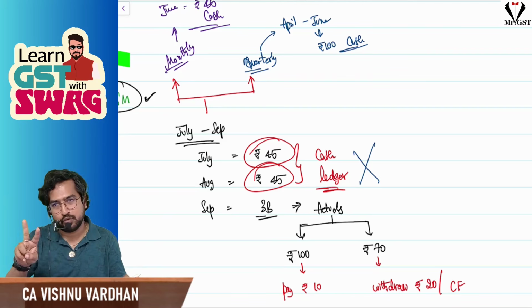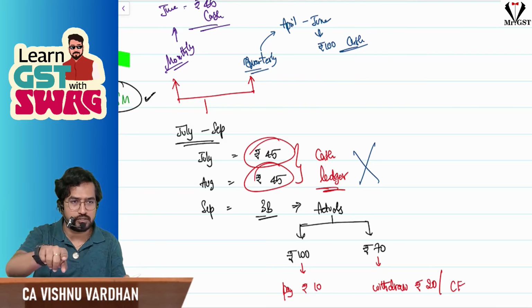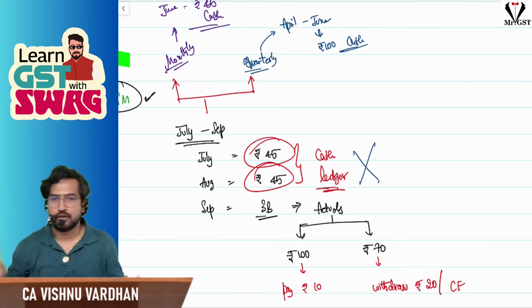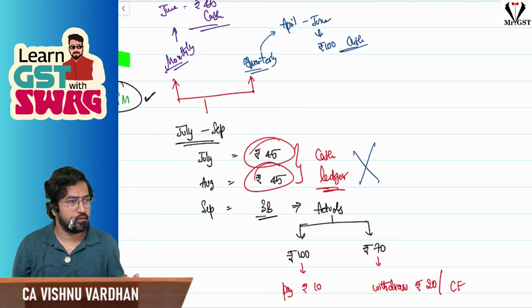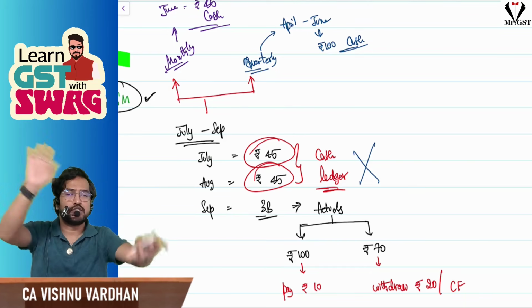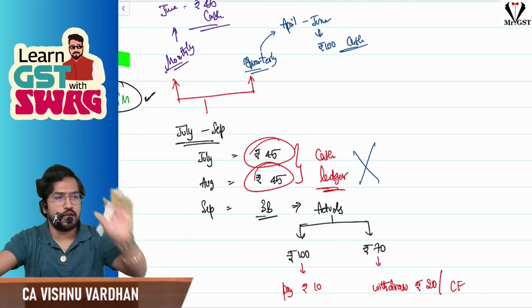Assumption will work only for 2 months. After the third month, you have actuals. Shortfall, deposit. Extra, withdraw or carry forward, your wish. Am I clear? Now, sir, April to June 100 rupees cash liability, right? July to September also 100 rupees cash liability.